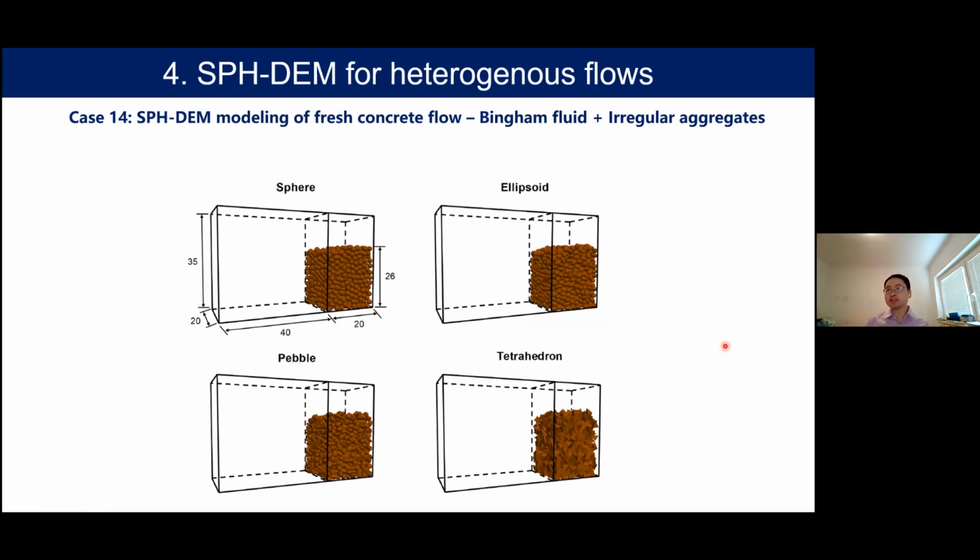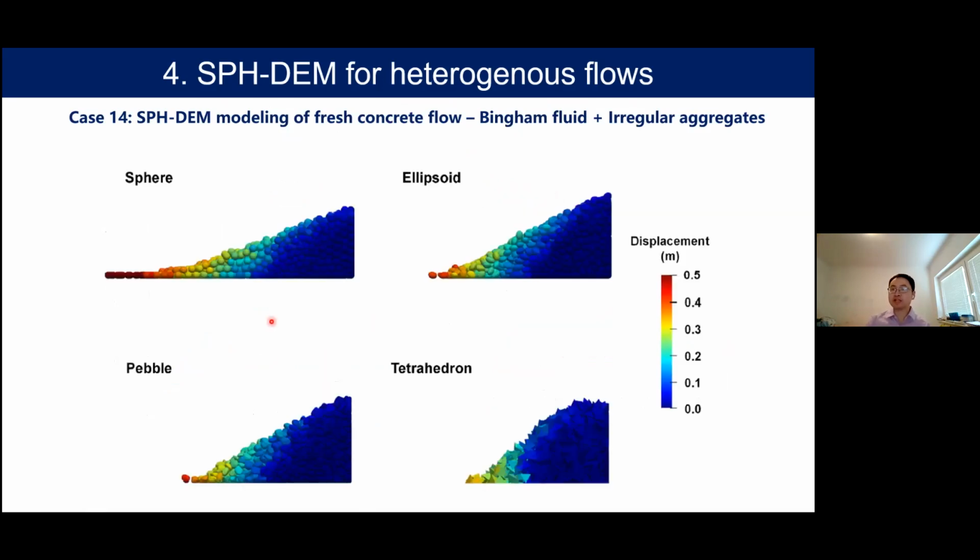Now we want to simulate heterogeneous flows with a continuous phase and the irregular discrete phase. And we designed 4 different types of particles. One is sphere, one is ellipsoid, one is natural pebbles, I just picked it from the park, and one is tetrahedron. And we let it collapse, and you can see that the influence of the different shape has a strong impact on the flow behavior.